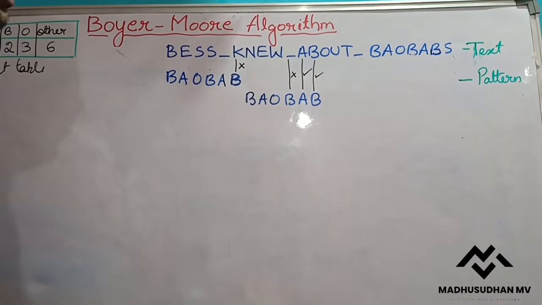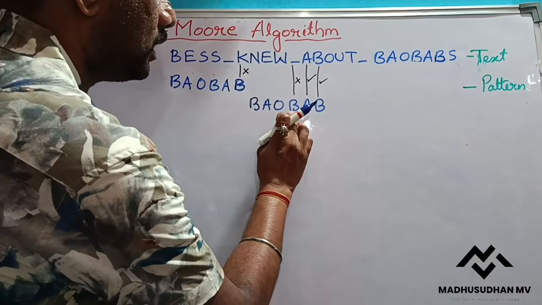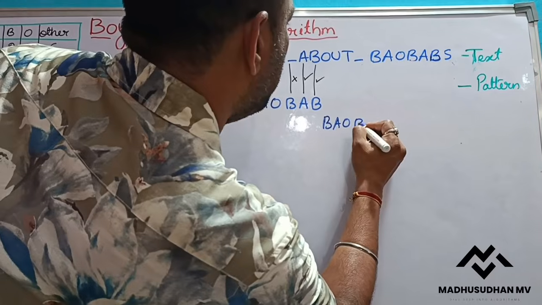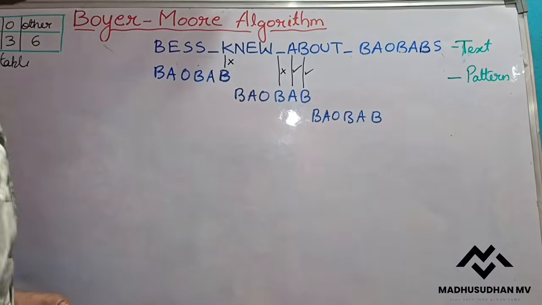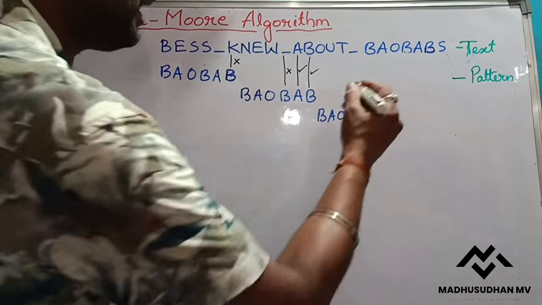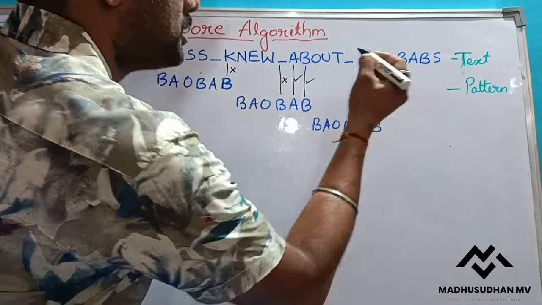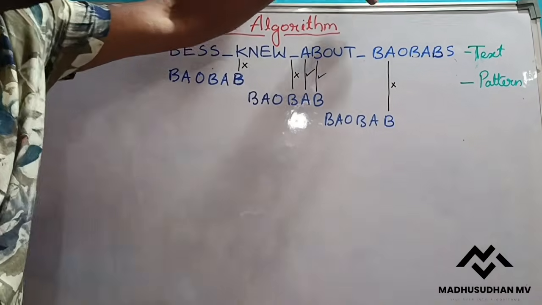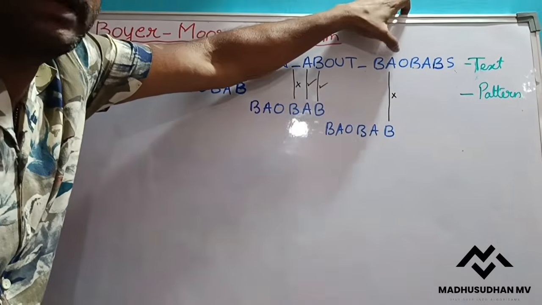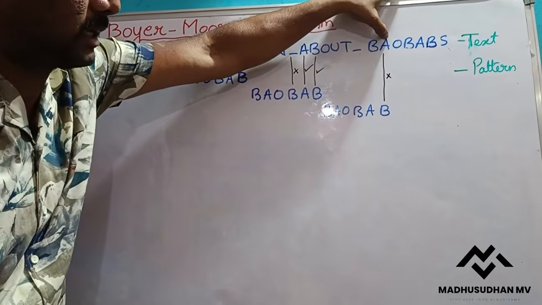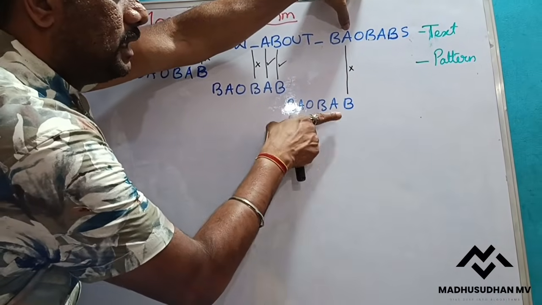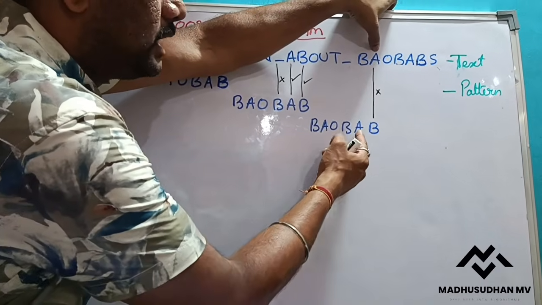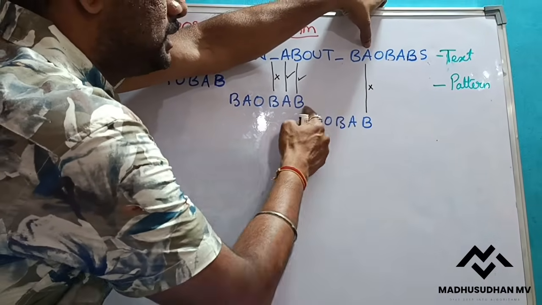So again, I am shifting the pattern length 1, 2, 3, 4, 5, 6. So B, A, O, B, A, B. Now again, I am comparing these two characters and again there is a mismatch at the first position itself. When the mismatch occurs at the first position, check whether the mismatch character of the text is present in the remaining characters. Yes, it is present. So now A is present in the remaining characters of this pattern.